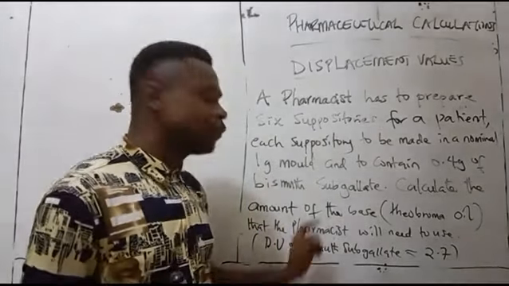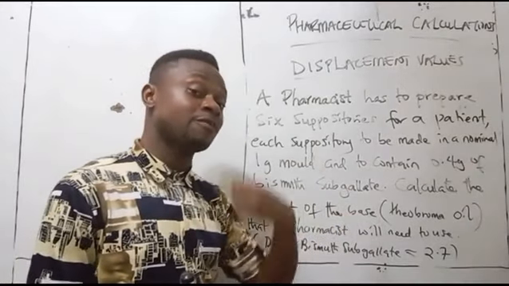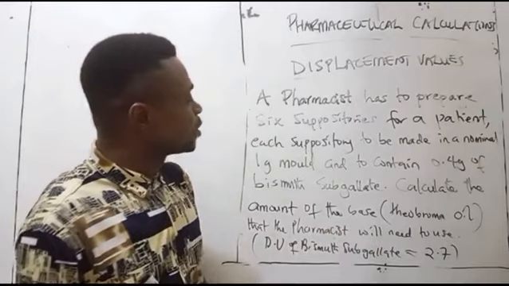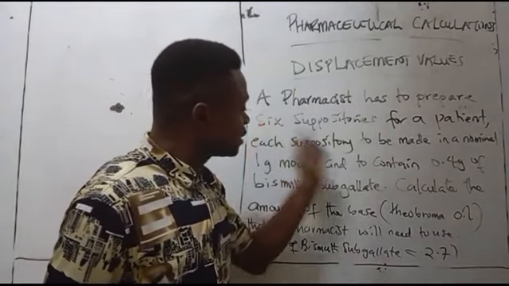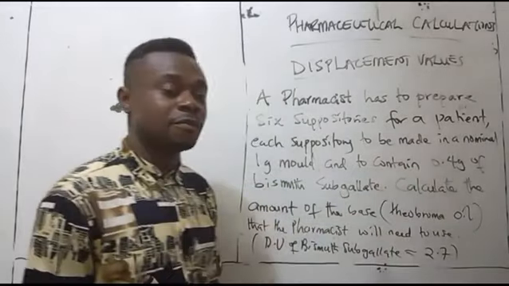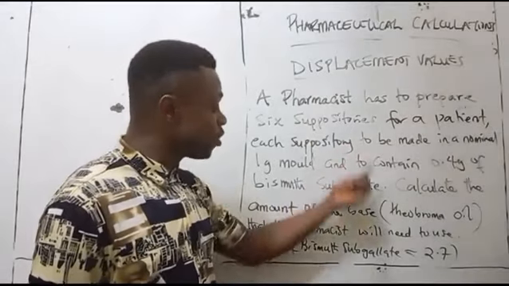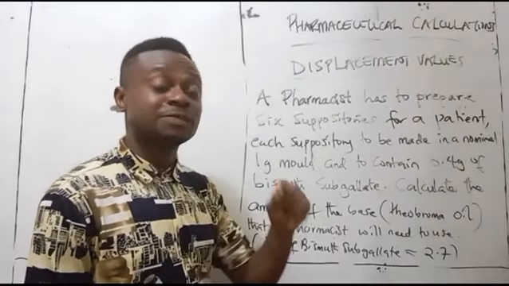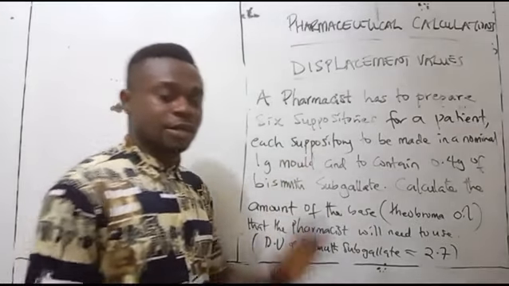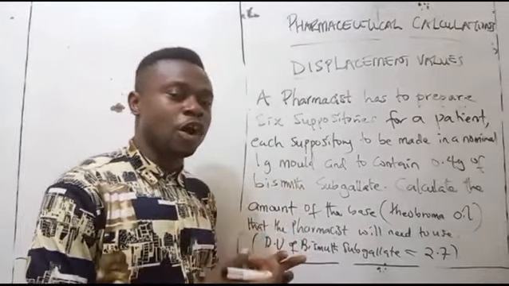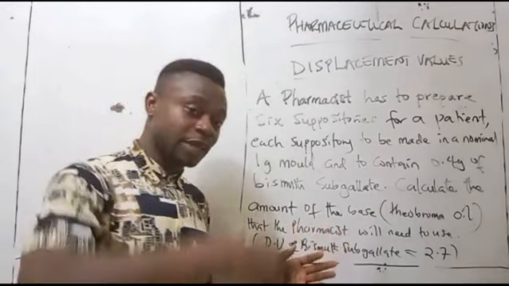So, if 2.7 gram of bismuth subgallate will displace 1 gram of theobromine oil, and you multiply 6 by 0.4 gram, that gives us around 2.4 gram. So 2.4 gram of bismuth subgallate will displace what amount of theobromine oil? That will tell you the amount of theobromine oil to be deducted before you incorporate the bismuth subgallate.